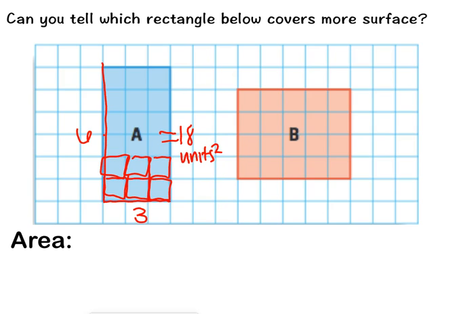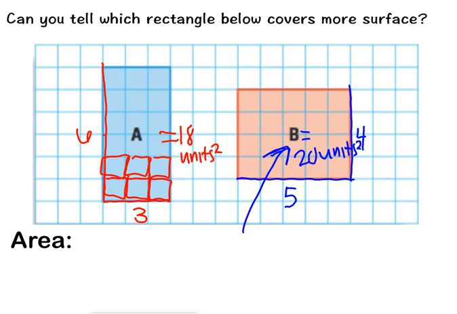And for B, we can do the same thing. It is 5 units long with a width of 4 for a total of 20 units squared. So in this example, which rectangle covers more surface? Which one's made up of more squares? That would be B. B is larger.